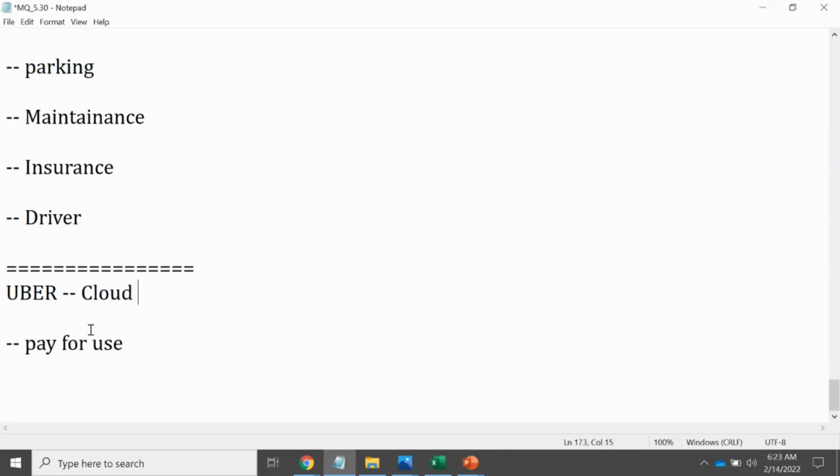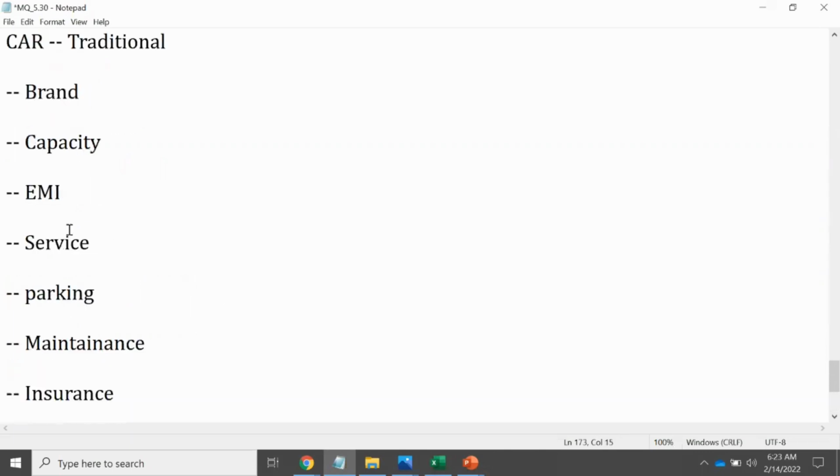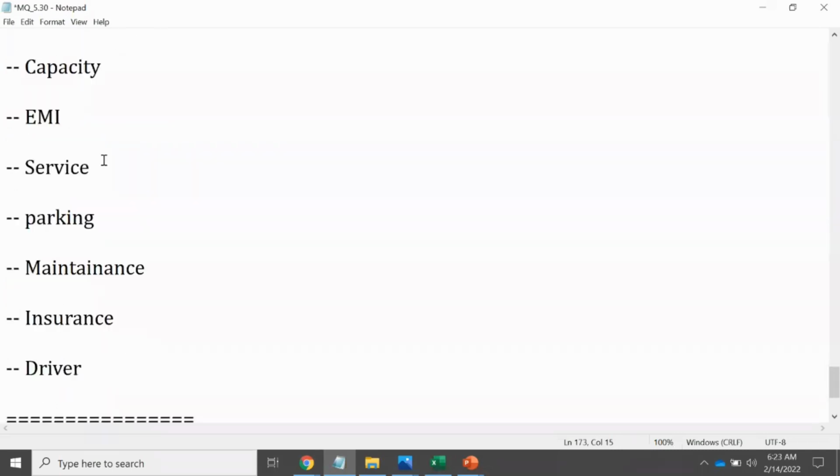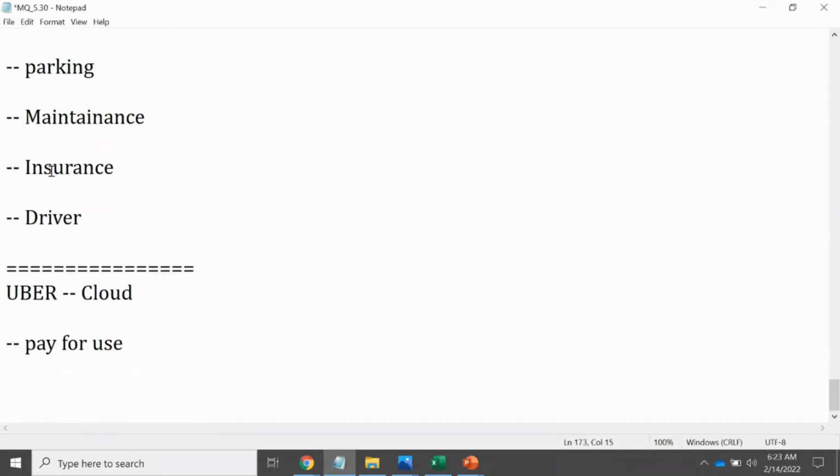Now let's consider this example of cloud. Okay, are you going to take care of EMI, services, parking place? It's not your headache. Maintenance, insurance, driver, all the above things, you are not going to worry about any of them. What you are going to do, simply you are going to install an application, and then you are going to book the service, and then once the service is closed, you are going to pay for what you are using.